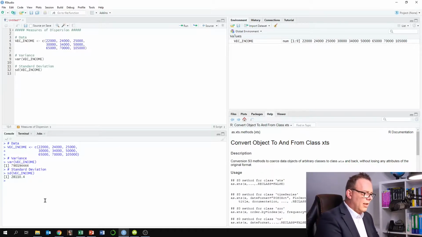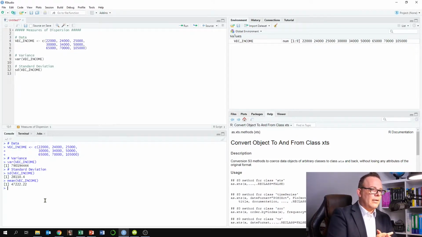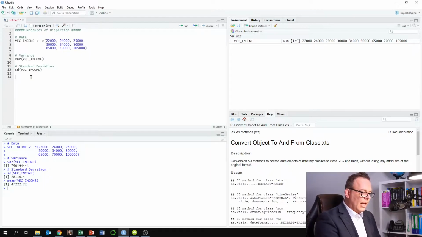What was the mean again? The arithmetic mean, of course. I just do it in the console. Mean of vector income. The mean was 47,222, so that's the average of those 9 persons. But on average, they deviate from that mean by 28,110. That's how we can interpret this. By the way, the standard deviation is, of course, the square root of the variance. Well, and the coefficient of variation.